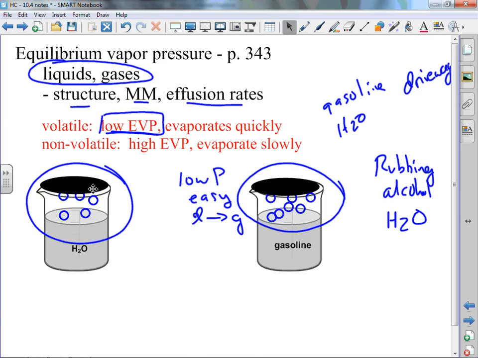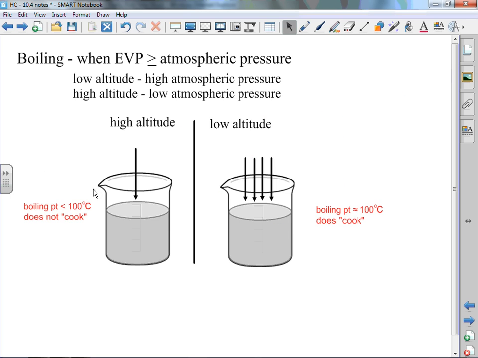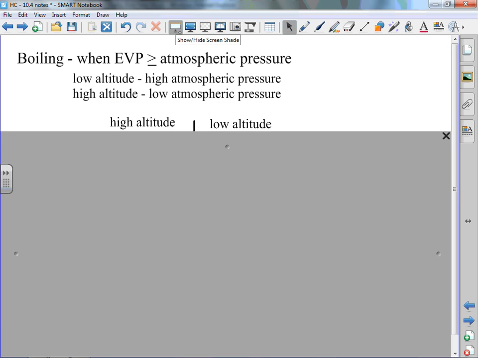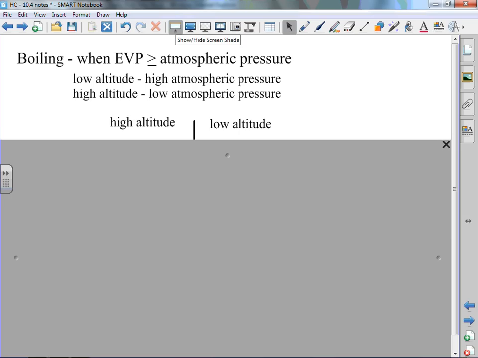In gasoline, it's the opposite. Imagine your little brother or sister trying to hold you down. It's very easy for you to get up and escape, evaporate, boil, whatever term you want to use, because there's less pressure pushing on you. Now that concept is really, really important because that leads into why things boil when they do. So let's revisit boiling a little bit here.